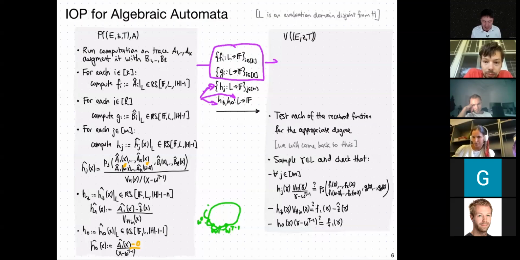There's a question, why do we need L to be disjoint from H? It's because we need to do these divisions, okay? And we wouldn't be able otherwise to evaluate things over L if we had 0 over 0, or something over 0. Right, so here, VH will vanish everywhere on H. And if H is in L, then we wouldn't be able to evaluate things here because we'd be having something divided by 0. Good question.